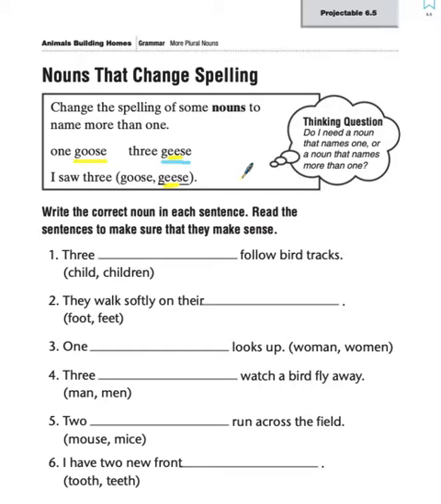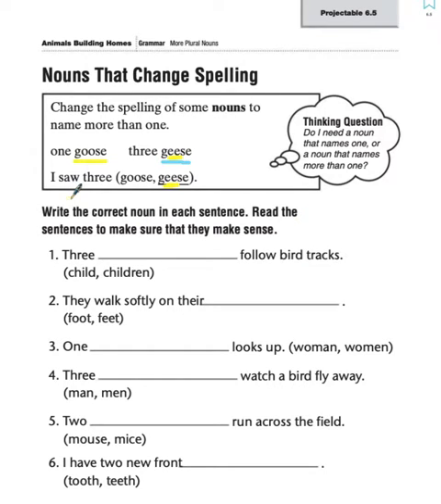So what we have to do is look for those clues in the sentences that let us know, are we thinking of one or are we thinking of more than one? And that's what our thinking question right here is talking about. It says, do I need a noun that names one or a noun that names more than one? So when we read each sentence, we have to think about that. So I'm going to go through this example here for you, and then you're going to have some reader's notebook page sentences to work on that are going to be in the rest of this activity.